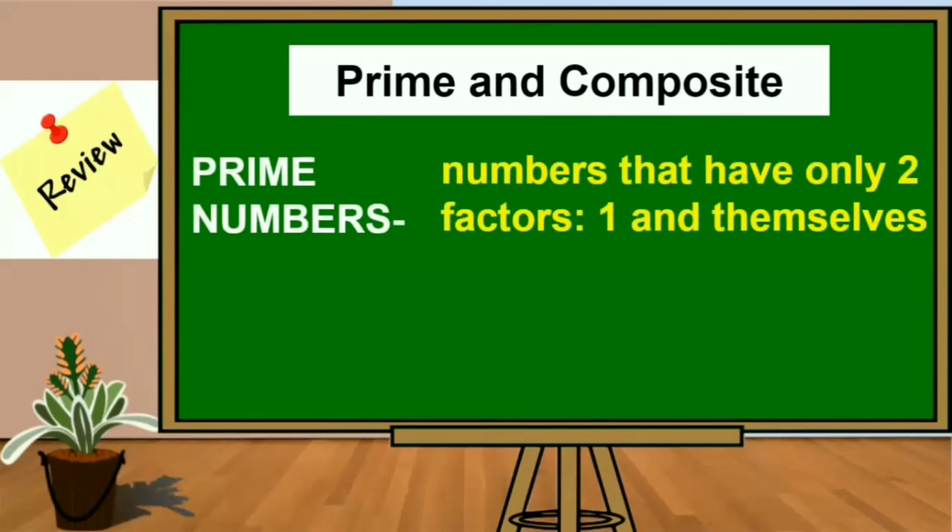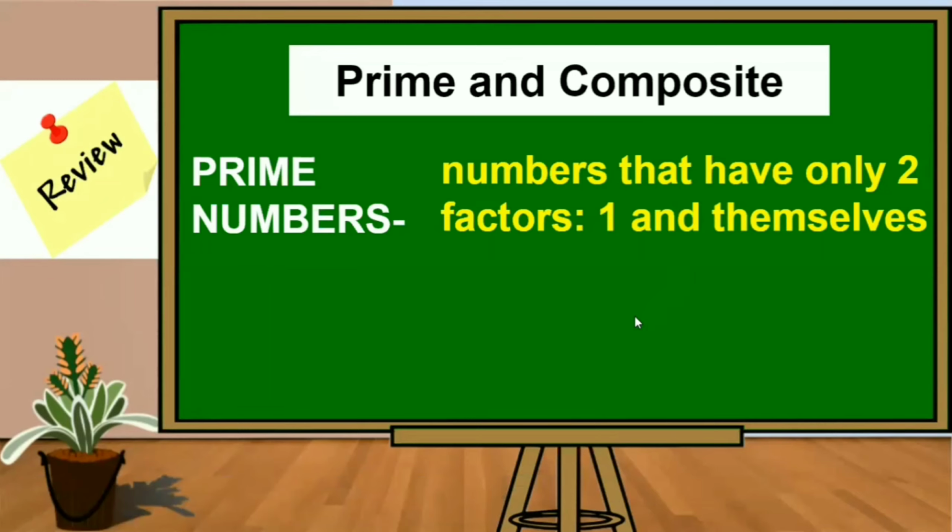Okay, so prime numbers are numbers that have only two factors. One at yung sarili niya. Example, number 3. So, what are the factors of 3? 1 and 3 only. Wala na. So, meaning 3 is a prime number. So, another example is 17. What are the factors of 17? 1 and 17 only. So, meaning 17 is a prime number.